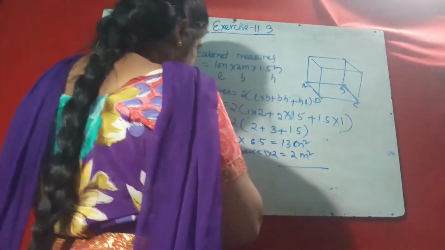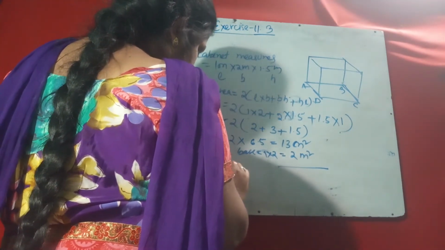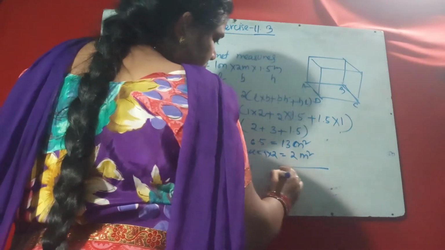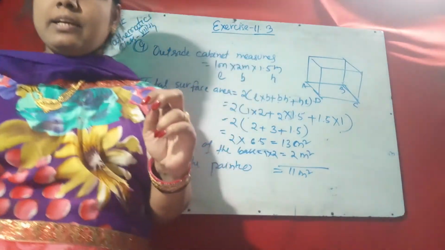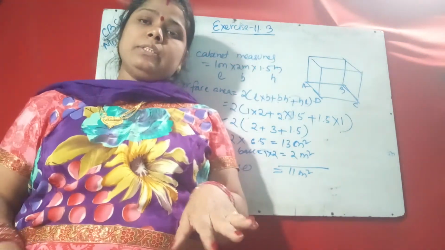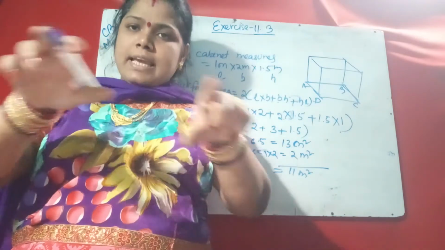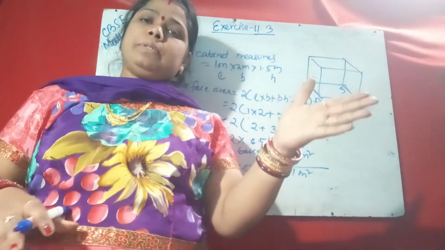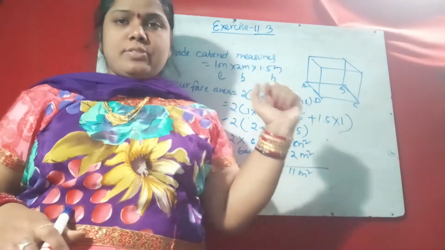So she painted 13 minus 2, that is 11 meter square. So she painted an area of 11 meter square because the base is not painted, she left it. So we subtract the area of the base from the total surface area of the cupboard or the cabinet to get the answer.